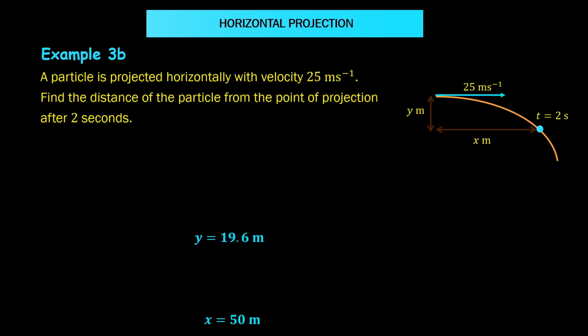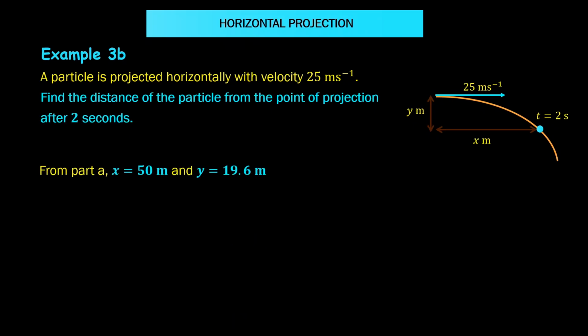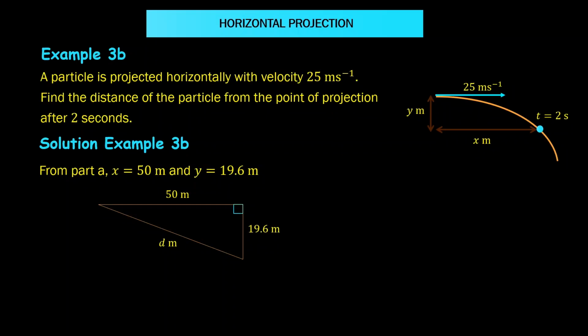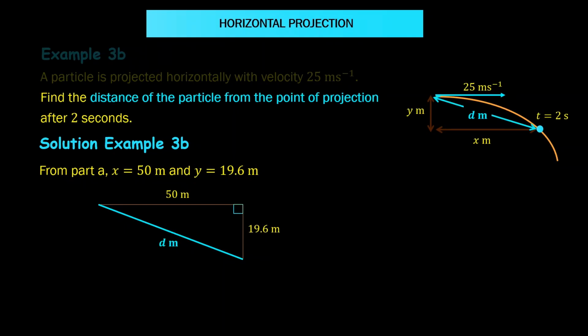We're now going to take a look at part B and use the values we've obtained from part A for our calculations. In part B, we are required to find the distance of the particle from the point of projection after 2 seconds. So let's solve this. Let's take a look at this right-angled triangle. We are required to find the distance of the particle from the point of projection. So in the diagram, this value is represented by d, or d meters.